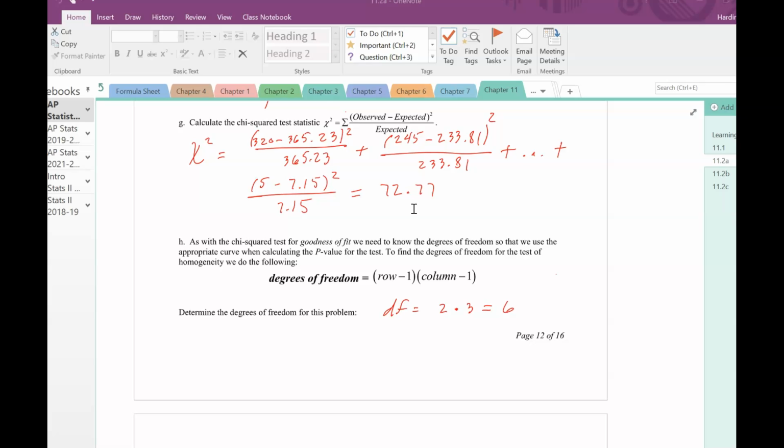But just like for the chi-square test for goodness of fit, we need to know the degrees of freedom. And there's a pretty simple way to figure that out. The degrees of freedom is the product of rows minus 1 times columns minus 1. So in this case, that's 2 times 3. So this would be 6 degrees of freedom.